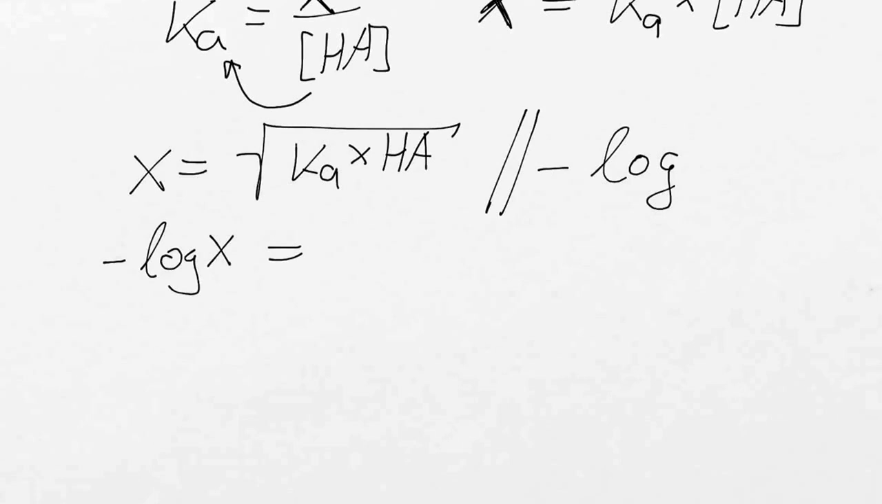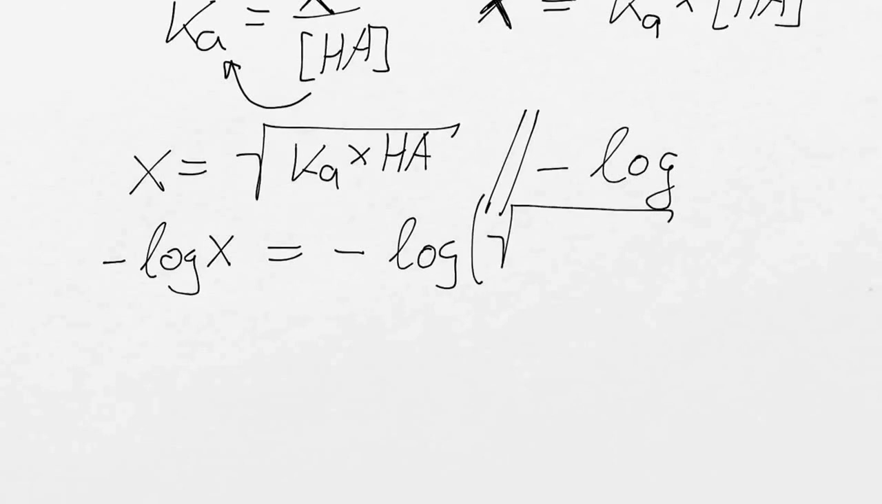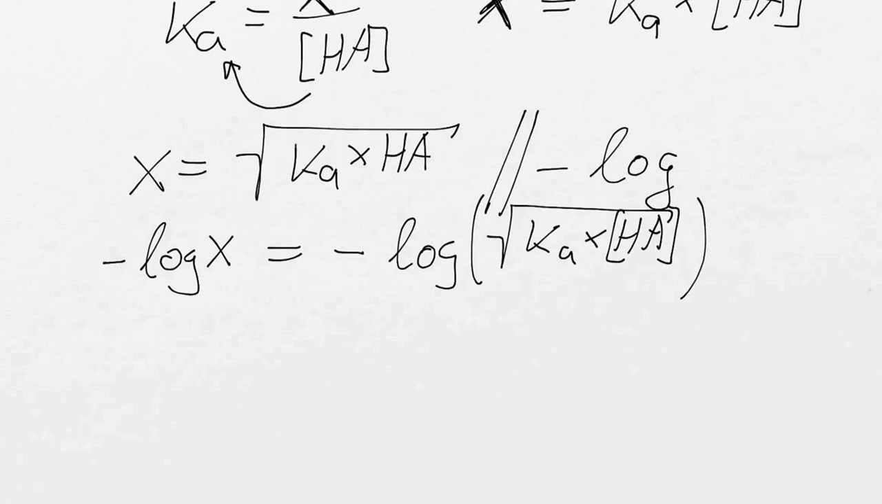equals minus log of square root Ka times HA. By the way, you don't need to learn how I get to this stuff. You just need to learn the end product.